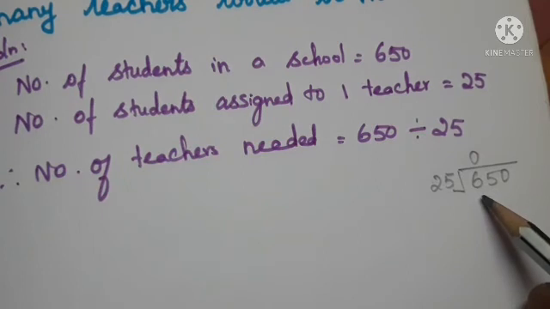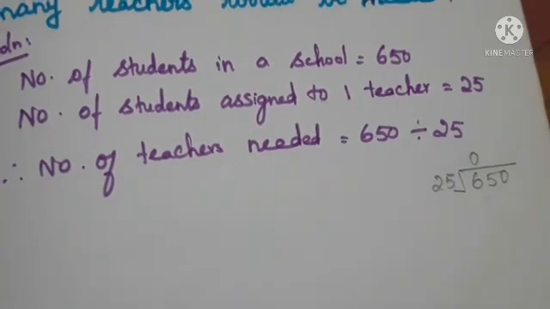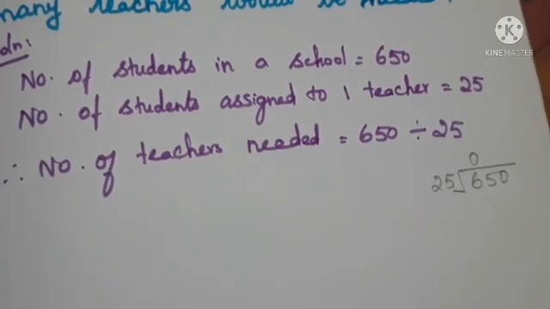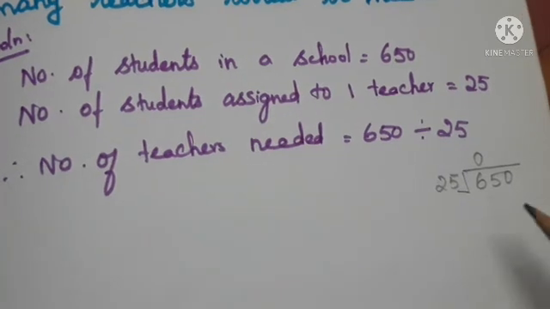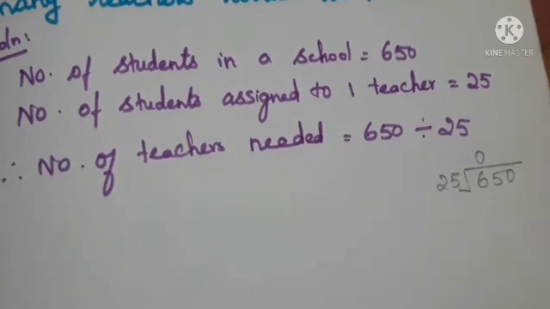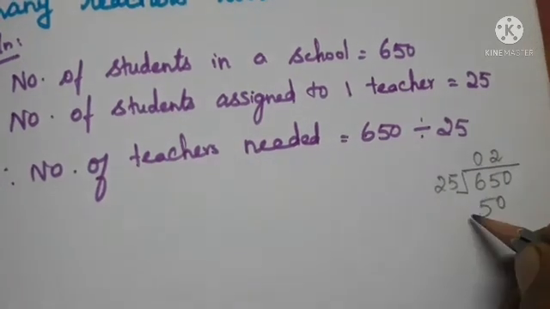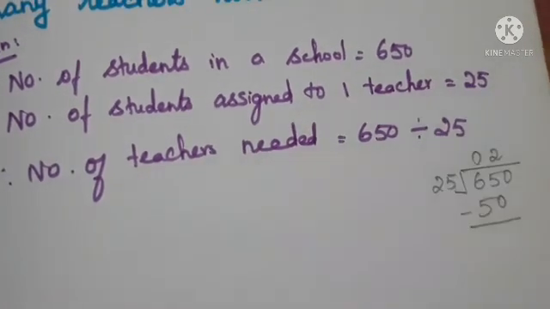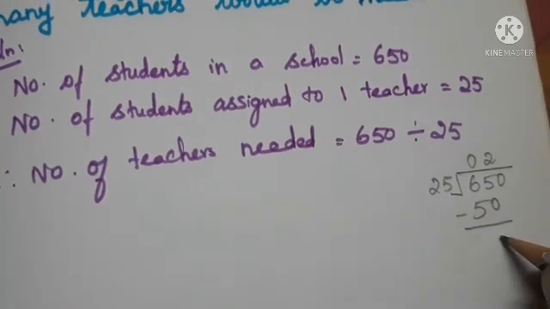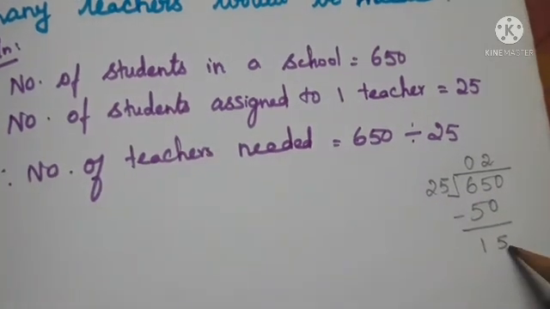Next we have to take the tens place value together. If you take the hundreds and tens place values, we will get 6 and 5, that is 65. In the 65, how many 25s are there? 1 25 is 25, 2 25s are 50, 3 25s are 75. 3 times 25 is 75, which is greater than 65, so we write 2 into 25. 2 25s are 50. Next we subtract 65 by 50. 5 minus 0 is 5. 6 minus 5 is 1. So we got 15 as the remainder.